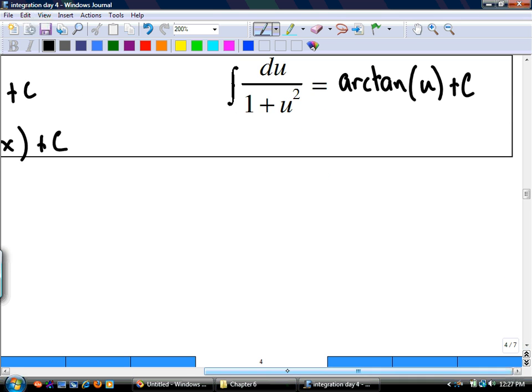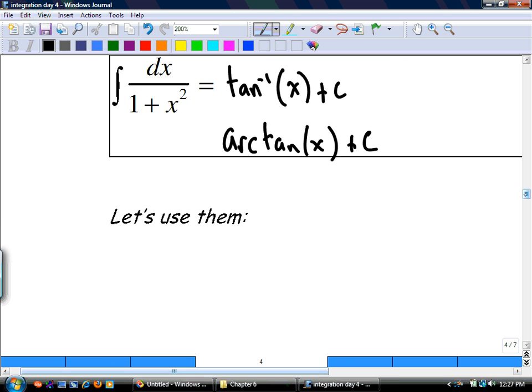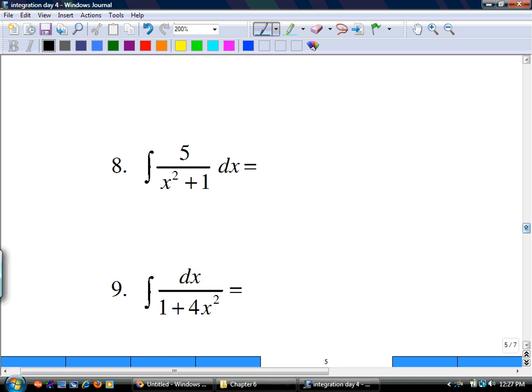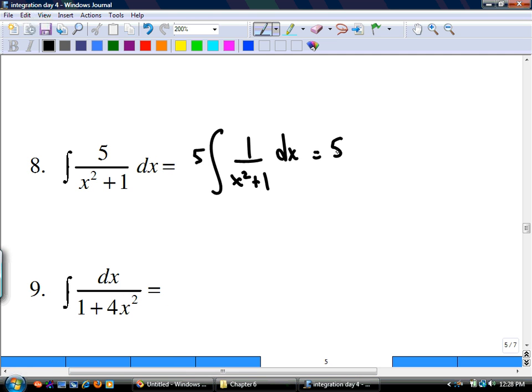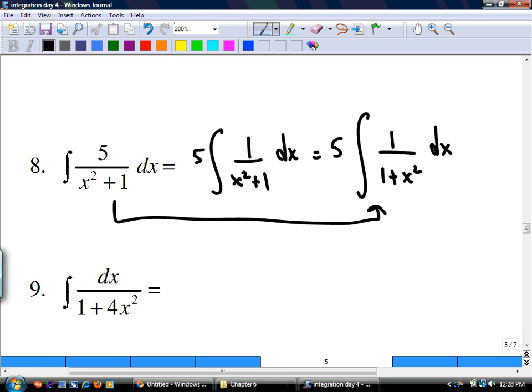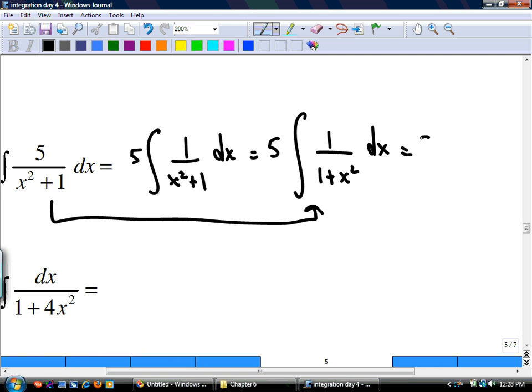So, ready? Let's use them. Psych. Okay. Turn the page. So take the 5 out front. Integral 1 over x squared plus 1 dx. And then if you don't like it as x squared plus 1 because it doesn't match the pattern, you can flip it around. Most kids just jump from here to here. Would you agree? So that it just becomes 5 arctan x.